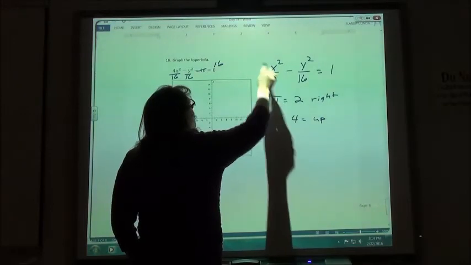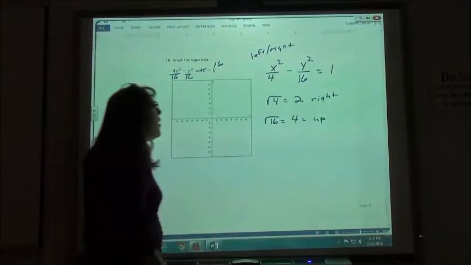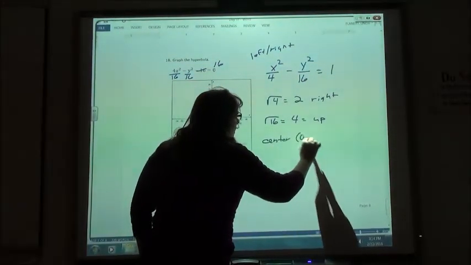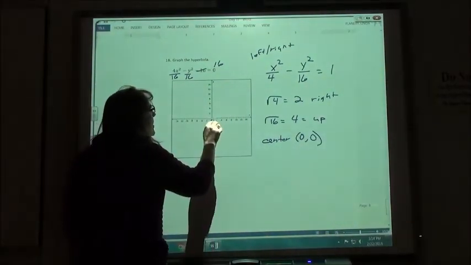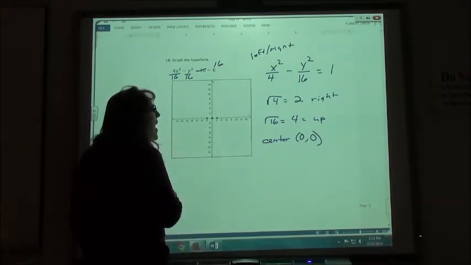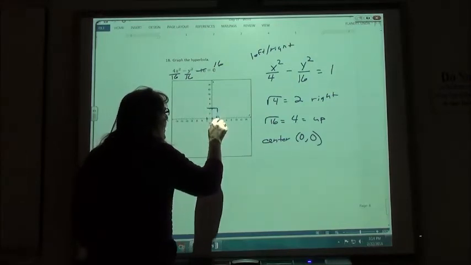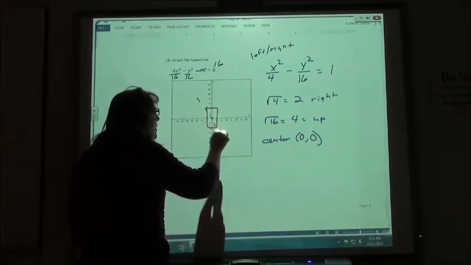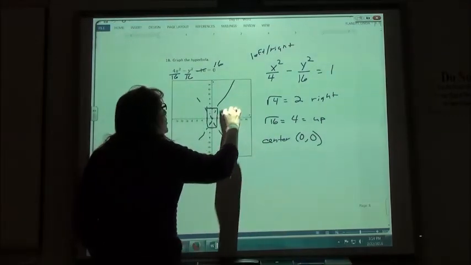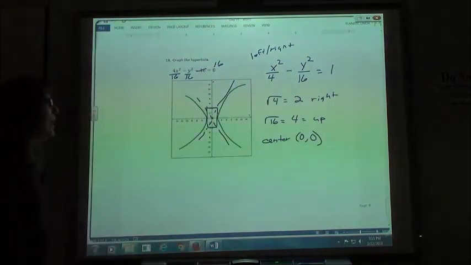So since my x squared is positive, we know it's going to go to the left and to the right when we have our hyperbola. So center again, going to be at 0, 0. It's at the origin. So my center's at the origin. I'm going to go 2 to the right first, and then I'm going to open my rectangle by going 4 up. My rectangle is going to look something sort of like this. My hyperbola should open up to the right and the left, and so it's going to look something sort of like that.